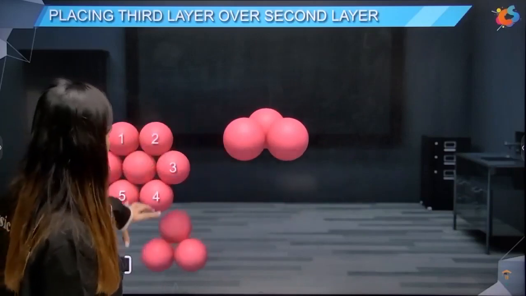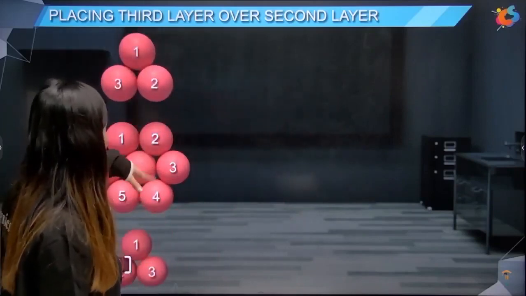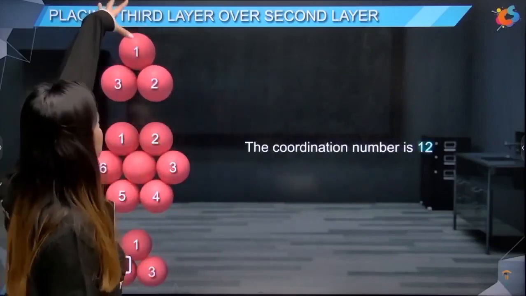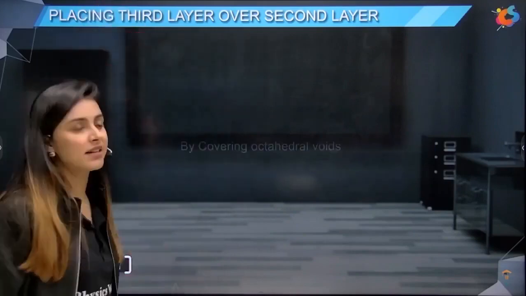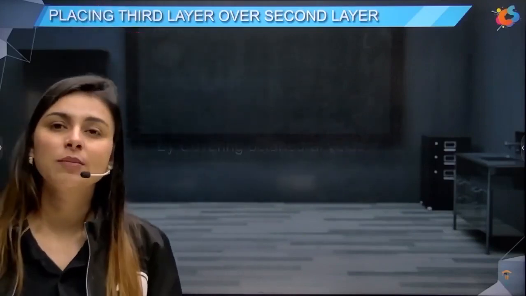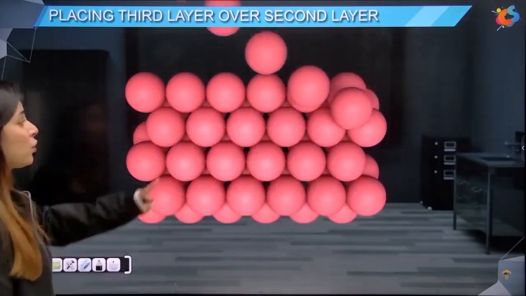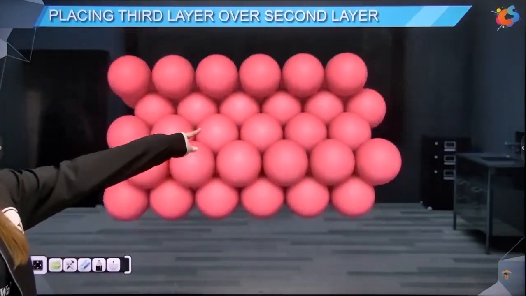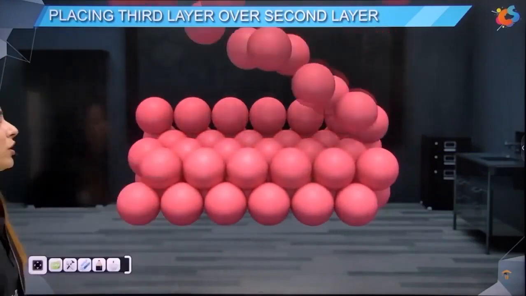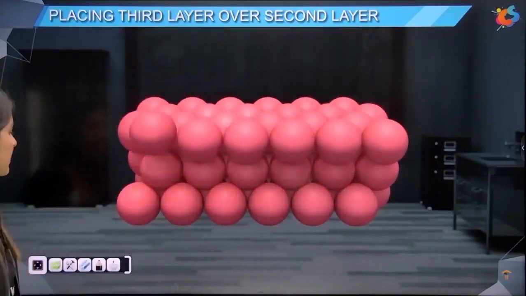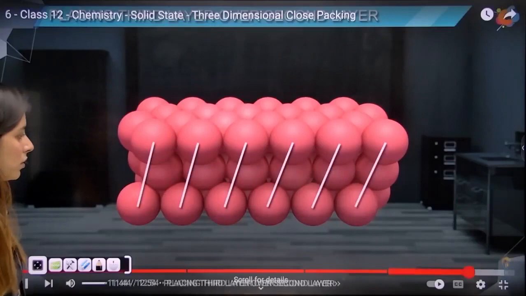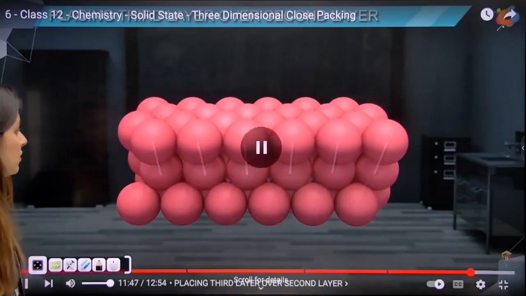You have 3 atoms, you have 3 atoms. Either you draw it like this or you'll have exactly like this above and you will get a hexagon. Coordination number would be 12. And if you cover the octahedral voids as well, you will get a FCC lattice or CCP lattice.